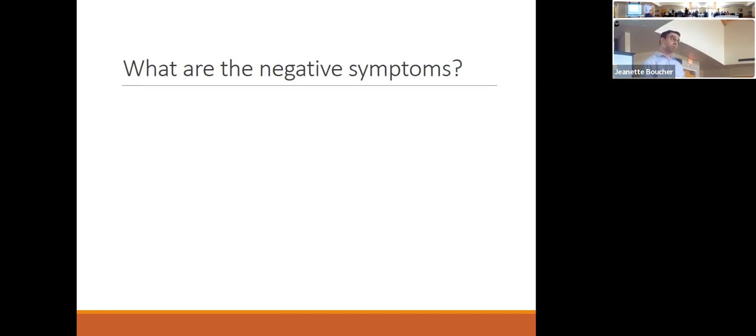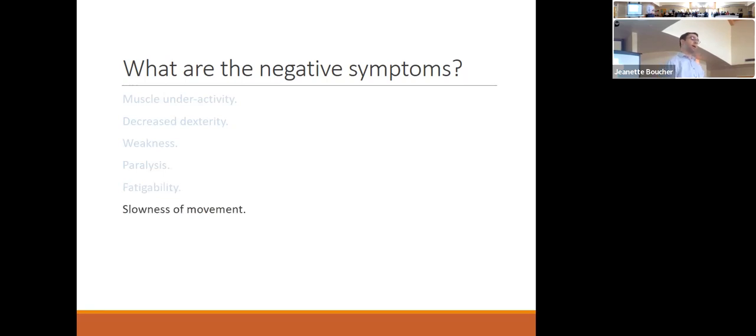There are negative symptoms associated with the upper motor neuron syndrome as well. And this can be seen in muscle underactivity or low muscle tone. We can see weakness, decreased dexterity that impacts our ability to perform fine motor movements and ADLs. Paralysis, weakness, easy fatigability is also something that we'll see as a negative component of the upper motor neuron syndrome, in addition to slowness of movement.